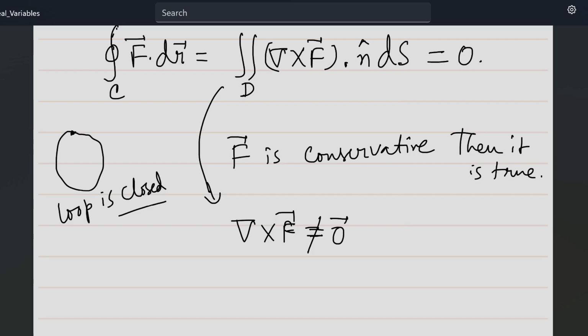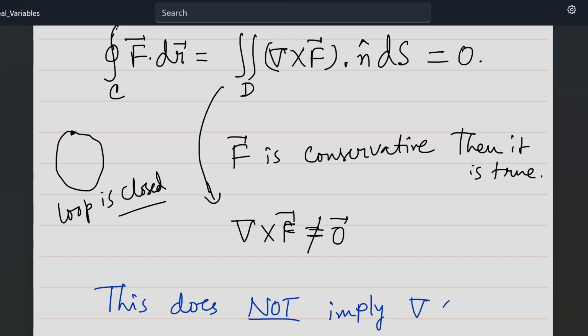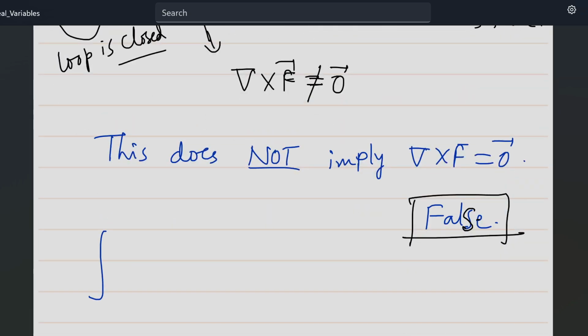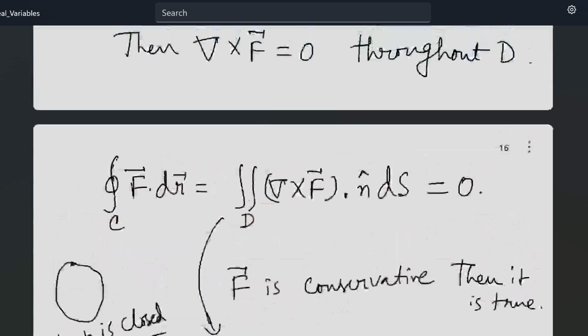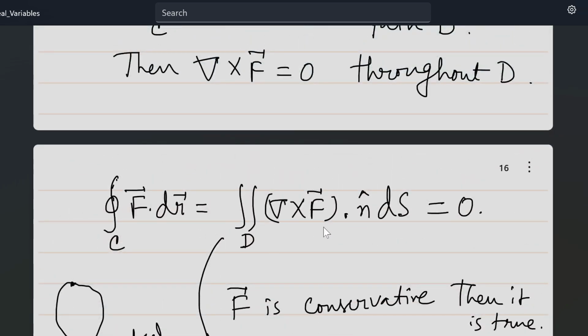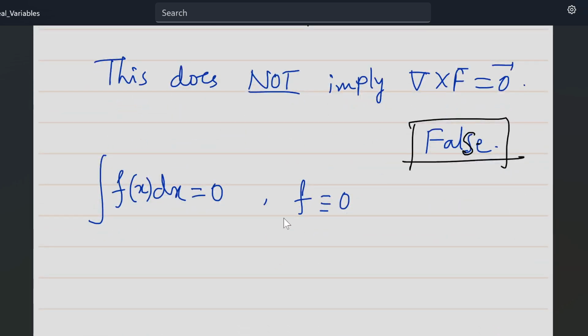Okay, I think the answer is given wrong here. This does not imply curl F is equal to 0. So it is a false statement. Just check this. Because suppose the integral of f(x) dx is 0. Can you write f is equal to 0? Here also the same thing is happening. Integral of something is 0, and you are writing that something is equal to 0. Is it true always?